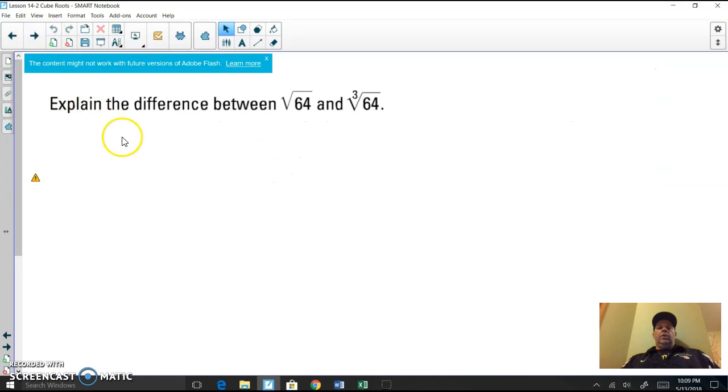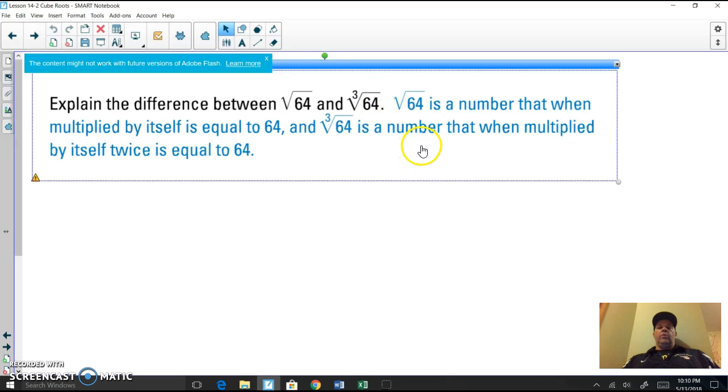In our final problem, please explain the difference between the square root of 64 and the cubed root of 64. Please note that the square root of 64 is a number that when multiplied by itself is equal to 64, and the cubed root of 64 is a number that when multiplied by itself twice is equal to 64.